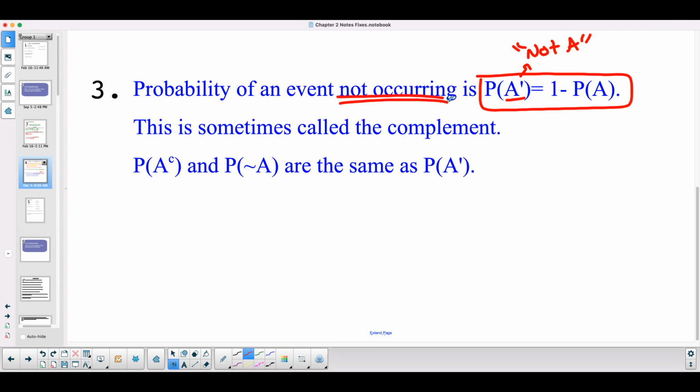So the A with the apostrophe is one way to do it. You can also do A with a C, A complement. You can also do squiggle A. Those are all the same as P apostrophe. They all mean not A. So if you want the probability something doesn't happen, you can think about, well, what's the probability that it does happen?